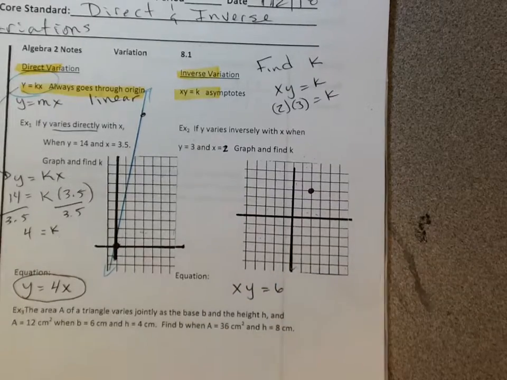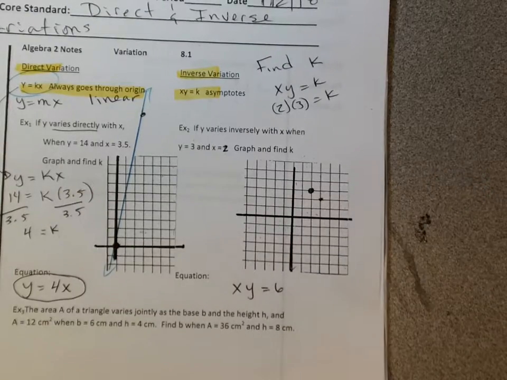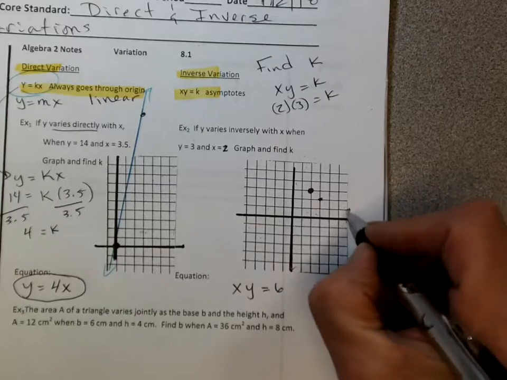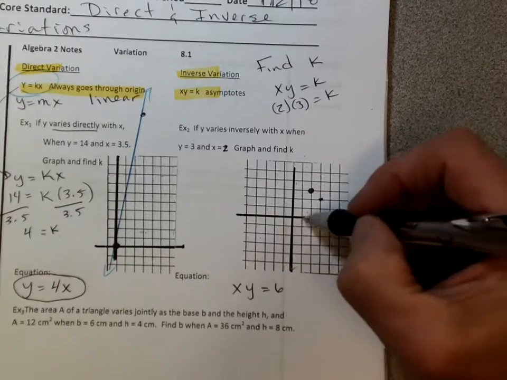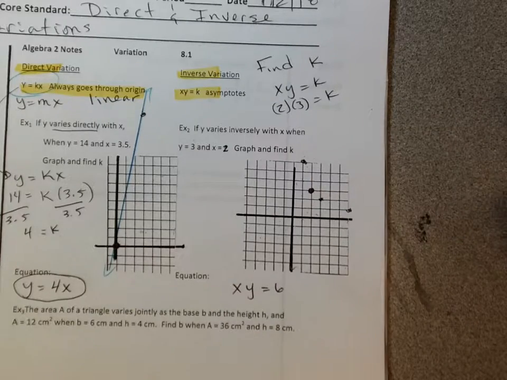So then my equation would simply be x times y equals 6. So it's saying, what times what makes 6? Well, 2 and 3, and how about 3 and 2? What else? How about 6 and 1, and what else? 1 and 6, and what else?